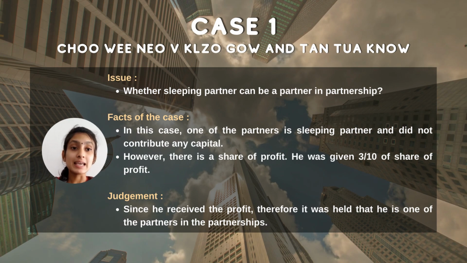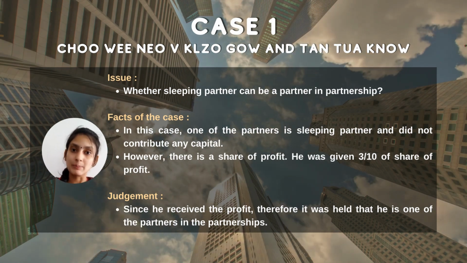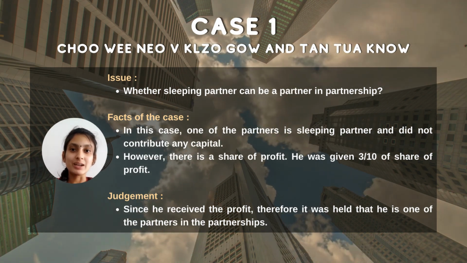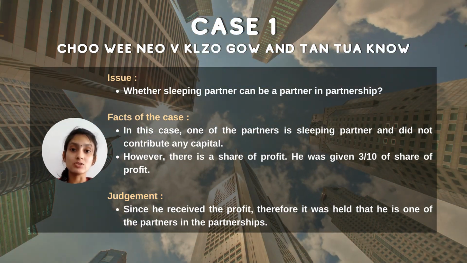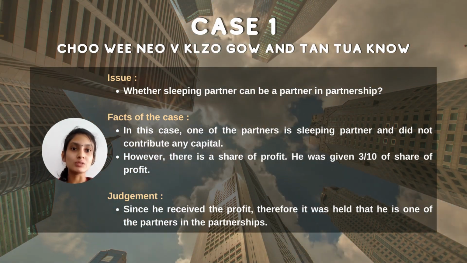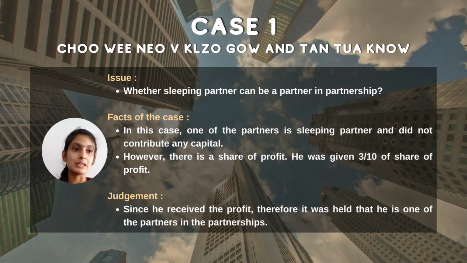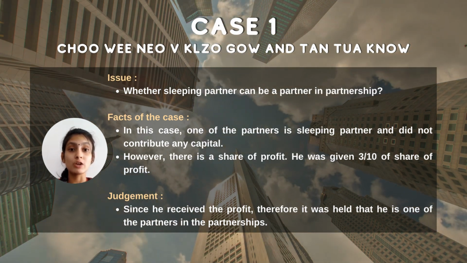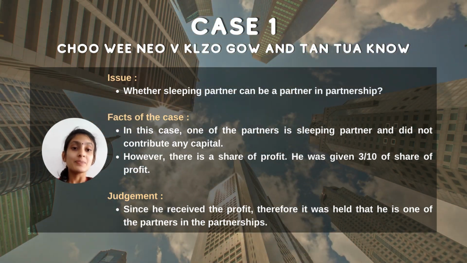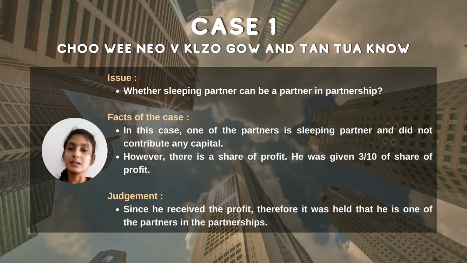In this case, one of the partners is a sleeping partner and did not contribute any capital. Of course, a sleeping partner means they won't contribute anything, right? They are not engaged with the partnership activities, but they receive a share of profit. The same goes for this case. That sleeping partner was given 3 out of 10 share of profit. But what the judgment said is, since he received the profit, it was held that he is one of the partners in the partnership.